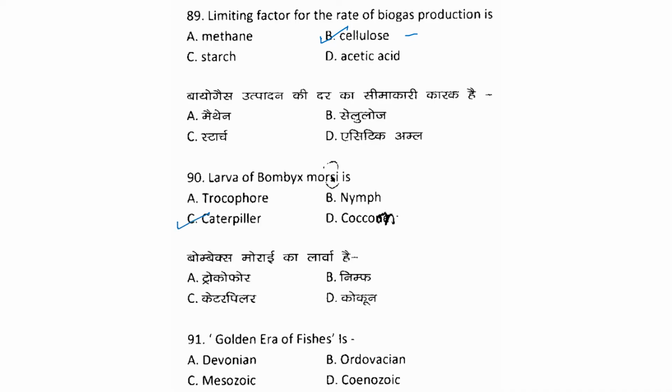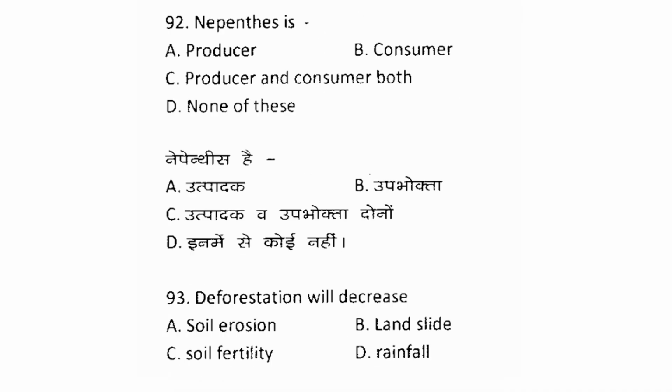Now the next question: the golden era of fishes is Devonian, Ordovician, Mesozoic, or Cenozoic. So Devonian is known as the golden era of fishes. Next, Nepenthes. If you know, it is an insectivorous plant. It feeds on insects to meet its nitrogen requirement, but because it is a plant, it is a producer, and because it feeds on insects, it is a consumer. So the answer is C. It is a producer as well as a consumer.